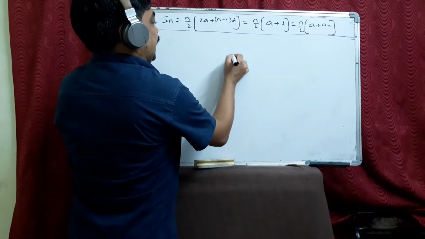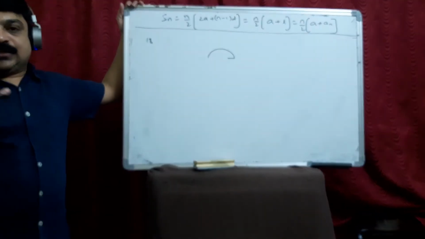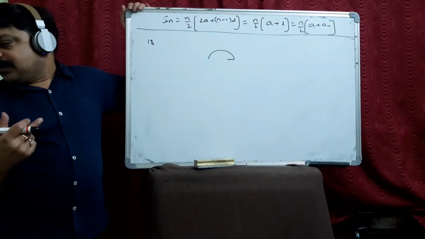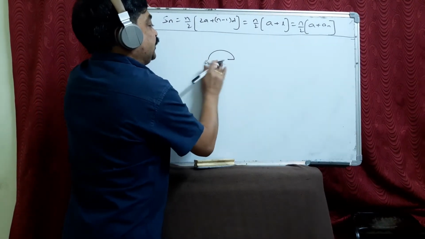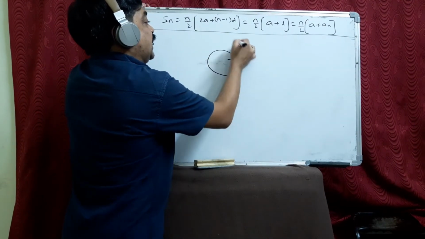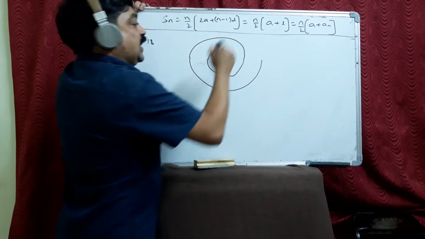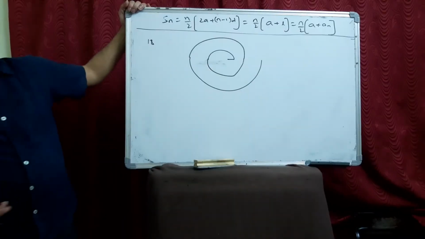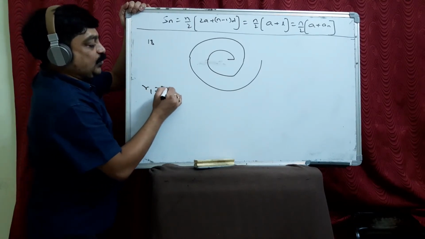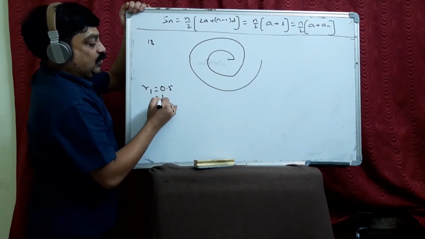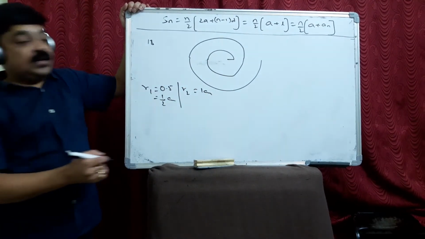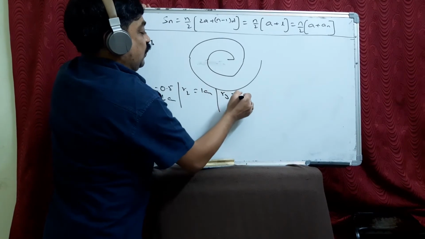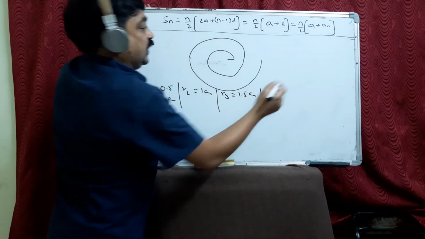See, in the 18th question, if you see the figure, a spiral. You know spiral binding, a spiral is made. It is made of successive semicircles, but the radius keeps on increasing. Next will be more than this, and next will be more than this. Like that, the radius keeps on increasing. First r1 is 0.5, that means 1 by 2. Next r2 is 1 centimeter. Next r3 is 1.5 centimeters. Like that, it keeps increasing.